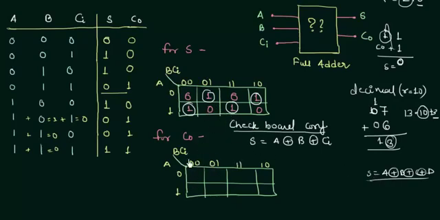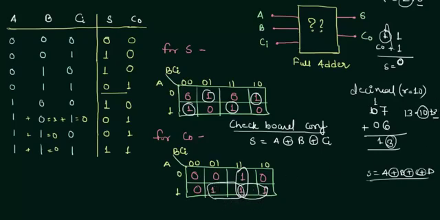Now we are going to find out the value of C0, the carry output, by using this K-map. So let's fill it in: 0 0 0 1, and 0 1 1 1. We don't have any checkerboard configuration in this case, so let's make the groups. The first group is these two ones, then this is our second group, and this one is our last group.